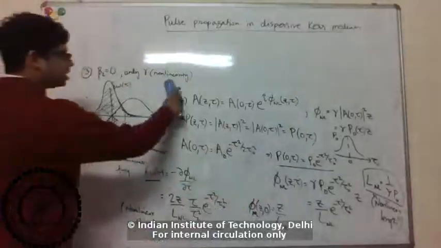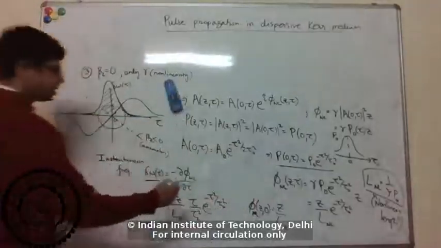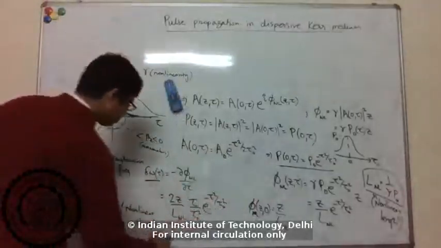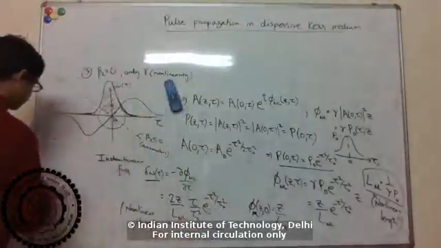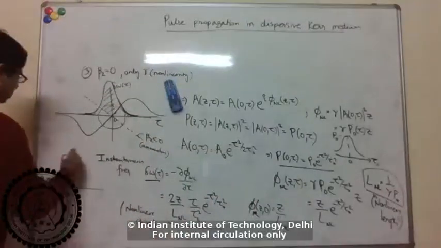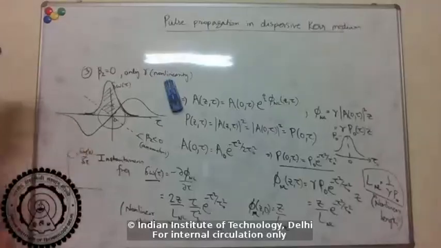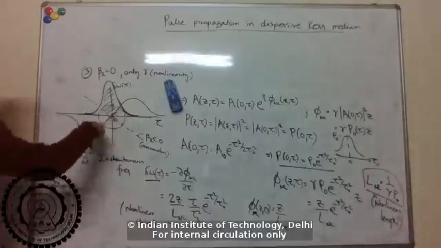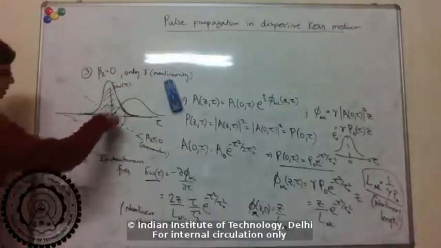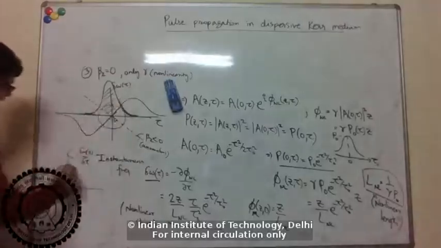Another way to look at it is if you plot the chirps, right? So we plot this parameter C, this chirp C, which was d divided by d tau. So if you plot for the self-phase modulation case, the chirp would look something like this.